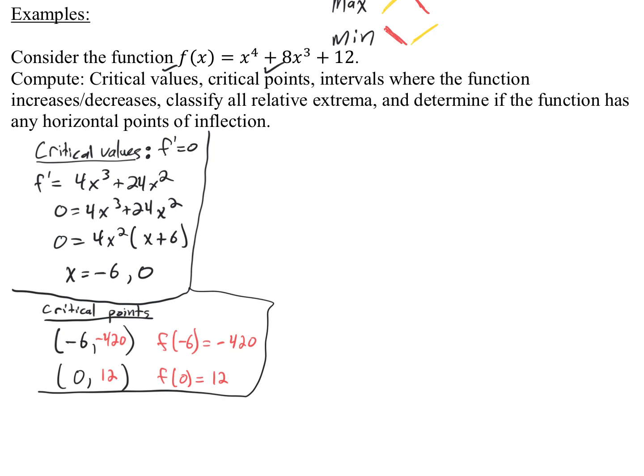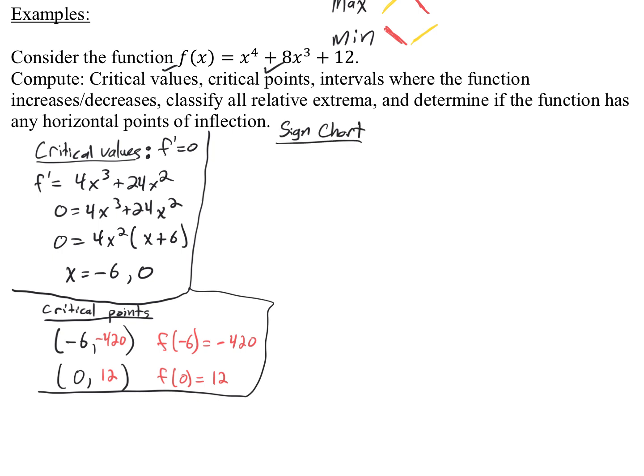So what do we have to do instead? How do we classify these critical points as either minimums or maximums, or maybe they're just horizontal points of inflection? What we have to do is we have to make a sign chart. So let me go over here and say I'm going to make a sign chart.